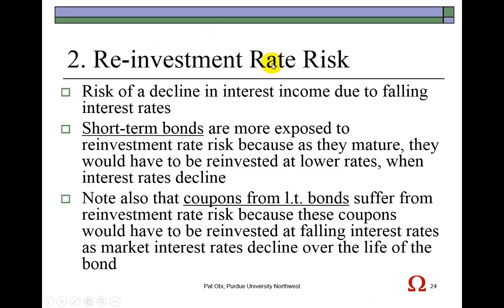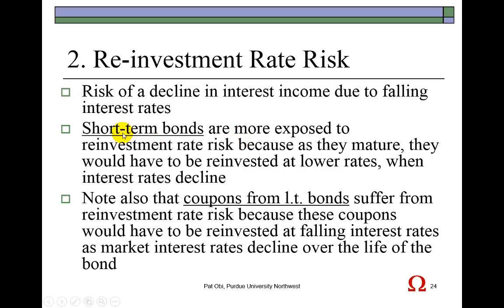Finally, reinvestment rate risk, which is a risk of a decline in interest income, right? The focus here is interest income as a result of falling interest rates. And I write here that short-term bonds are more exposed to this kind of risk. The reason being that short-term bonds are going to mature in short order. And if you choose to reinvest these bonds as interest rates go down, then the coupon interest income that you're going to be drawing from that bond would be lower than it was previously. If it is a longer term bond, whatever interest coupon that was promised you at the time the bond was sold will continue to be earned.